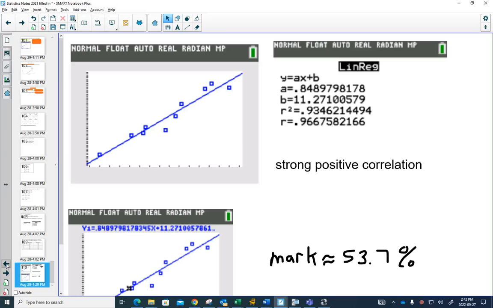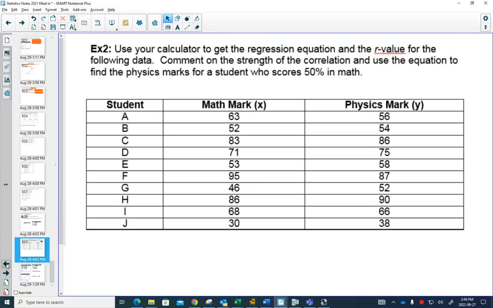And then once you have it, put it on your graph and show me if you got the same linear regression and R values that I did. So our question is also asking to comment on the strength of correlation, so it's pretty strong, and then use the equation to find physics marks for a student who scores a mark of 50% in math.